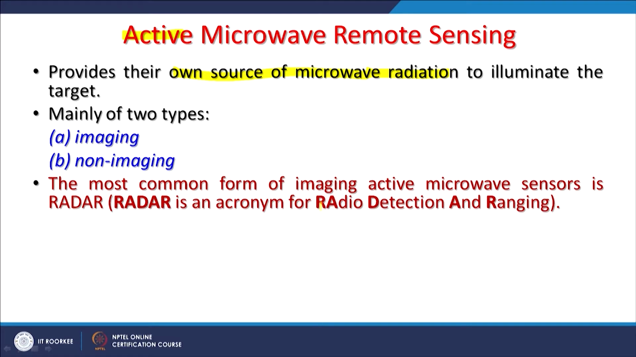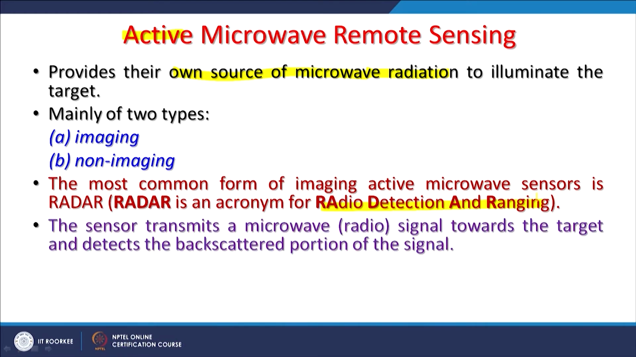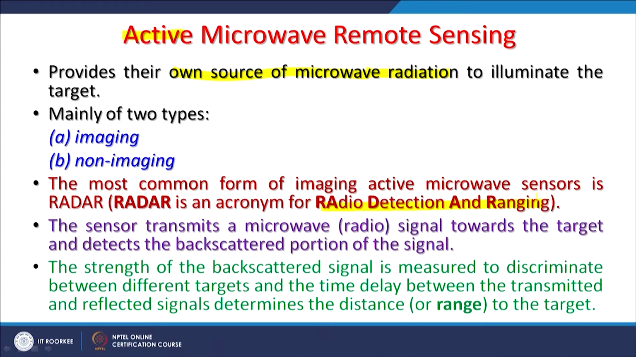Radar is the most common active microwave remote sensing, which has been incorporated in many satellites and sensors. Basically, the sensor transmits a microwave signal or radio signal towards the target and detects the back scattered portion of that signal. 100% of the energy will not come back. There will be some changes, some attenuations, some deformations, but nonetheless that is recorded.